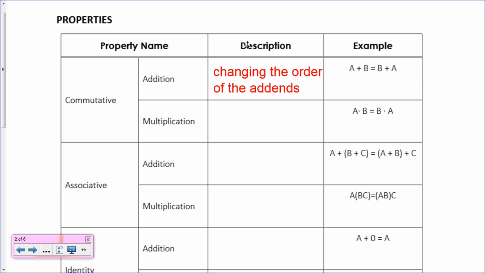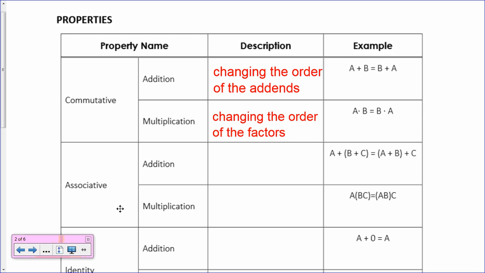Okay? With multiplication, it's the exact same thing. I'm just changing the order of the factors. That's the stuff that we multiply together. These are called factors. So a times b is going to be equal to b times a. Okay? That's just commutative property. Remember, think of it like commuting back and forth to work and school or to school and home. Commuting going back and forth, and it's still going to be the same thing.